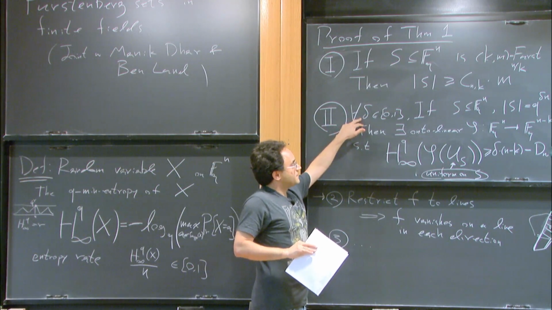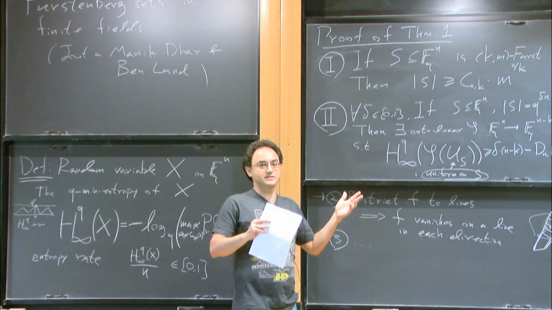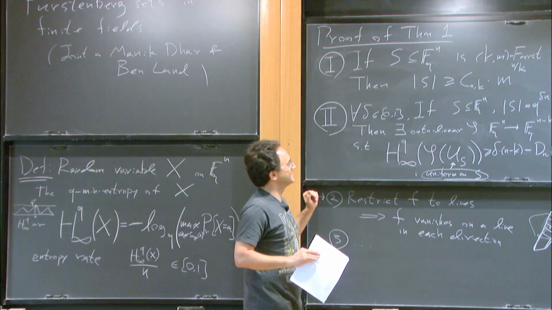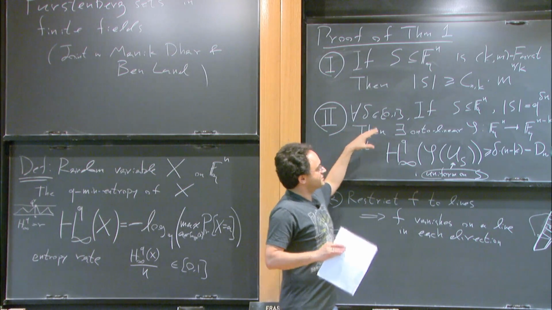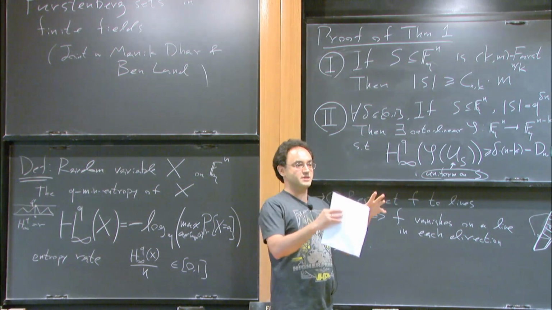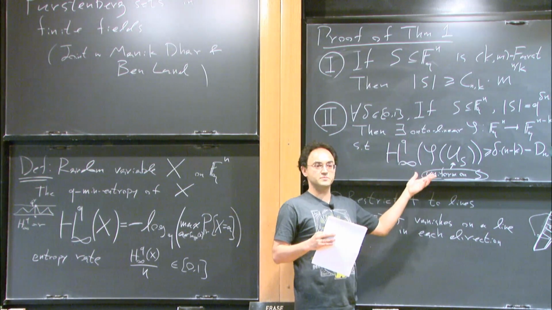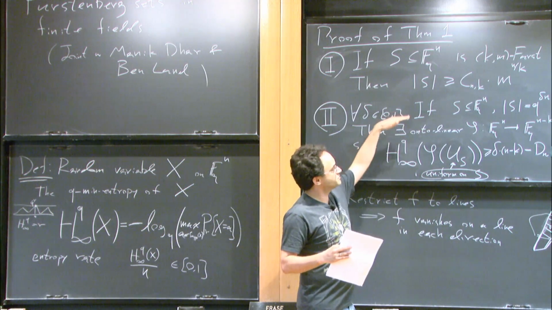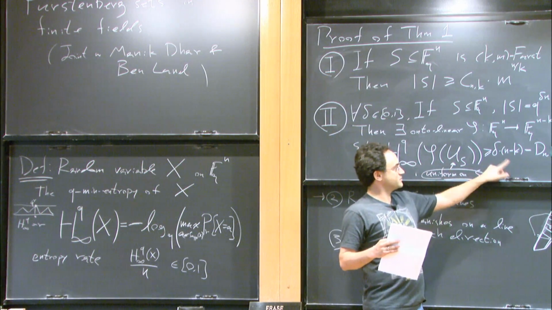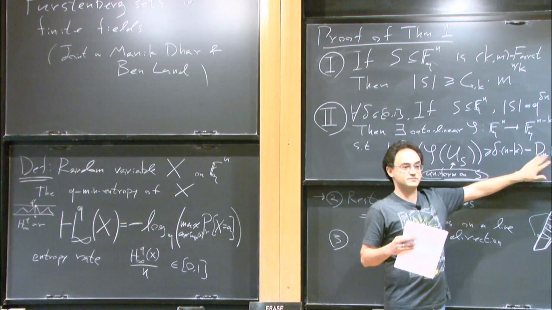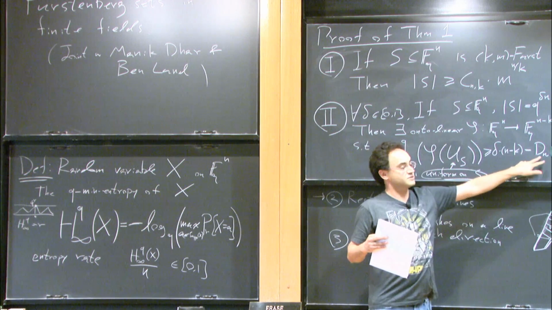Take any delta. If you take a set of size q to the delta n, any set of size q to the delta n for some delta, it doesn't have to be some rational or anything, then you can find a linear map that reduces the dimension by k, but keeps enough mean entropy. It doesn't lose. So you're starting with mean entropy rate delta, and you output something of mean entropy rate also delta, but with some loss. And the loss here will be connected to that constant.